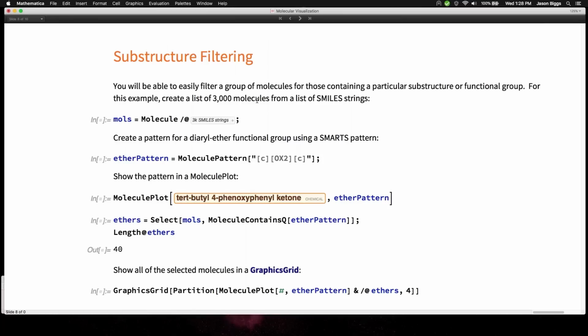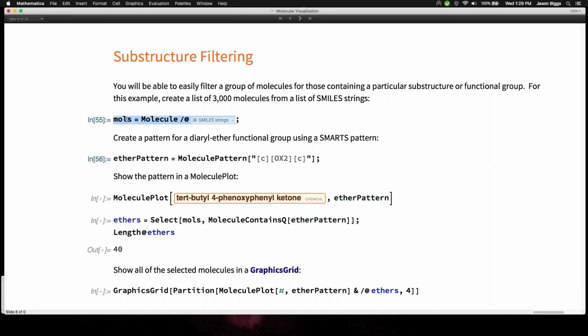You can do substructure filtering. This is fairly neat. So here I've got an iconized list of 3,000 SMILES strings. We create the molecule by entering that, and notice it was rather quick. And then we create a pattern for an ether, for a diaryl ether. This is an aromatic carbon atom bonded to an oxygen, bonded to another aromatic carbon atom.